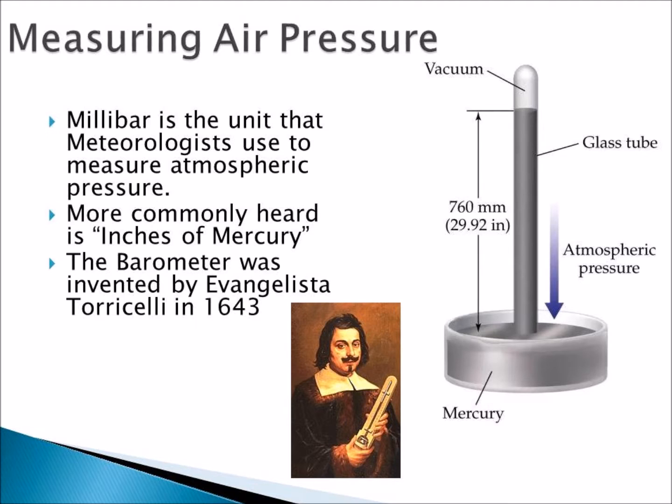Measuring air pressure. Most commonly, millibars or inches of mercury are the units used to measure atmospheric pressure. Now, the barometer was invented by Evangelista Torricelli in 1643. It simply allowed atmospheric pressure to be applied onto a mercury dish, and mercury would rise as atmospheric pressure increased. As it decreased, the mercury levels would drop. This still holds the standard for measuring atmospheric pressure.